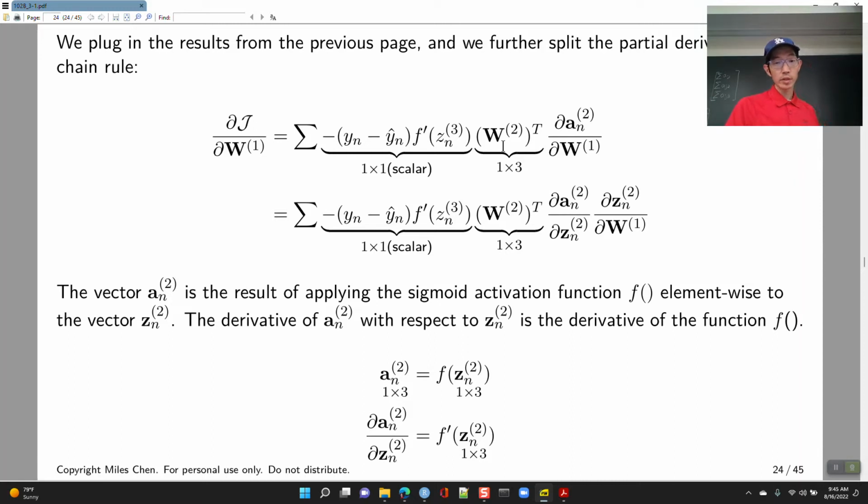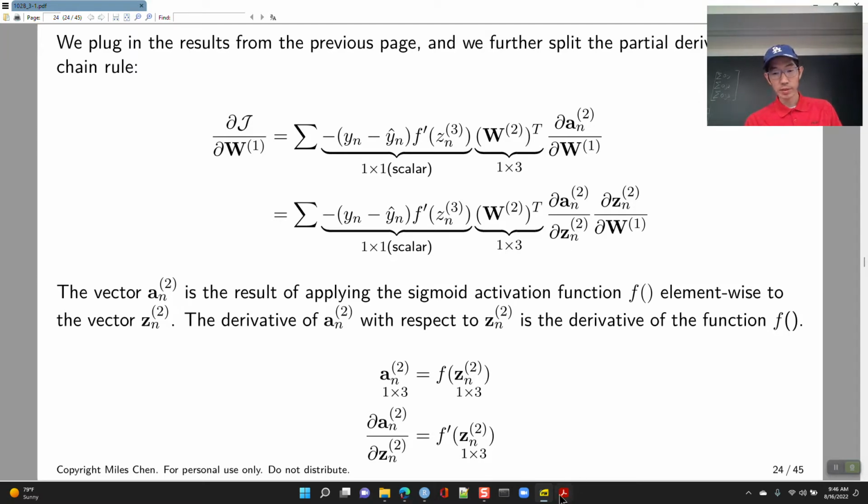So again, at this point, we're looking at just the nth observation, and this is a scalar. This is a 1 by 3, right? There's no subscript n because it's the same for the weight matrix. The W2 matrix is the same for all values. And we're going to ask, how does this thing change? How does An2 change with respect to W1? And again, An2 is the result of applying a function f to Zn2.